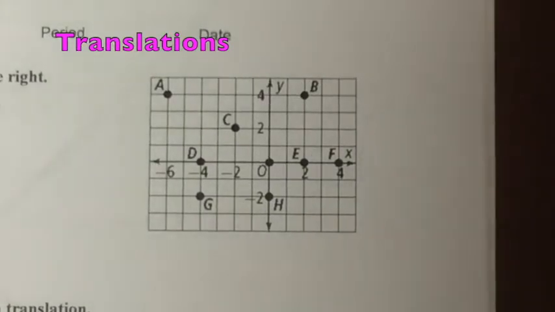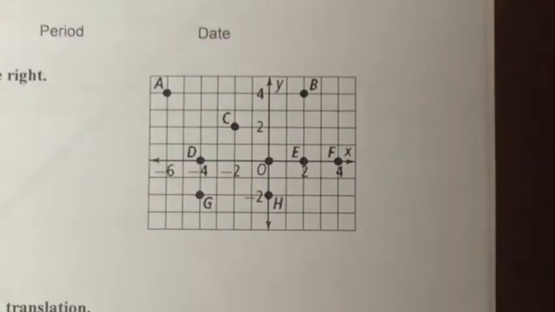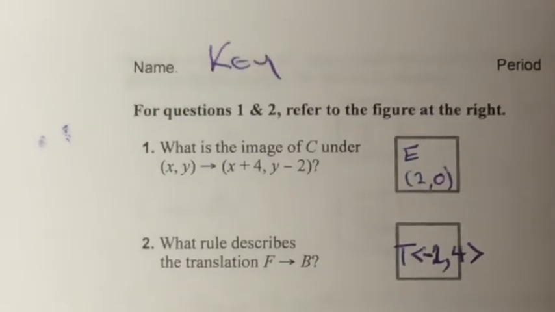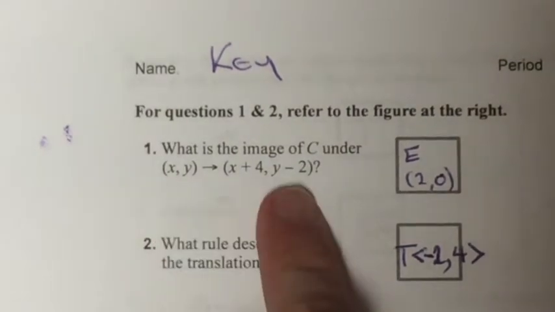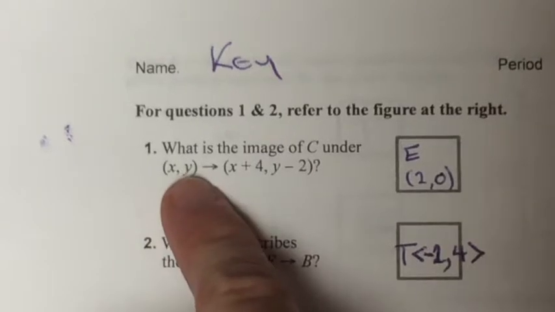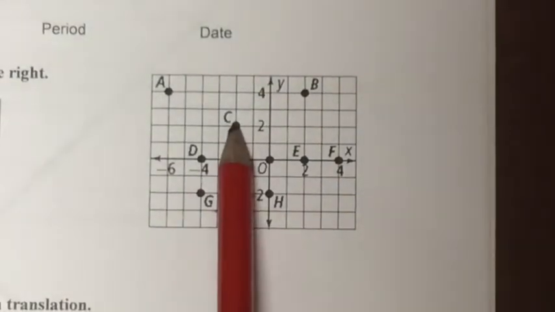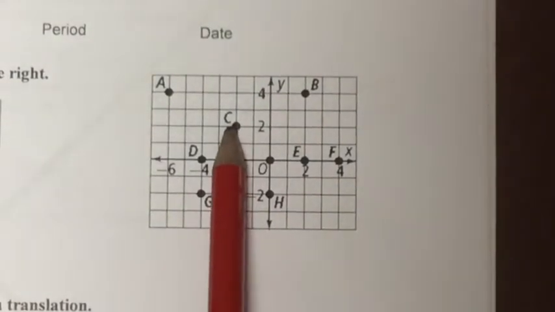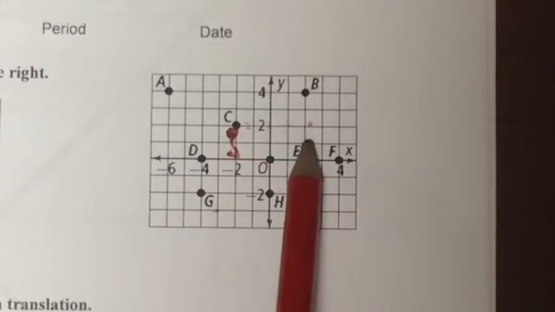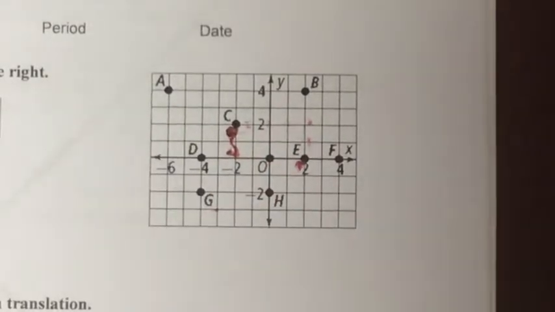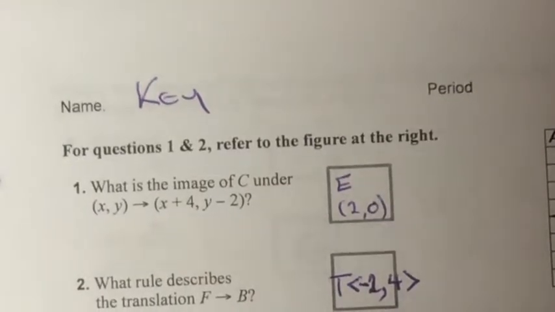So the first batch of questions all had to do with this drawing. Okay? And the questions were things like, what is the image of C under this transformation? This is a translation that goes from xy to x plus 4 and y minus 2. So point C is this one right here. And if you go 4 to the right and 2 down, 1, 2, 3, 4, 1, 2, you wind up at E. And if you had put the coordinates instead, that was okay too.